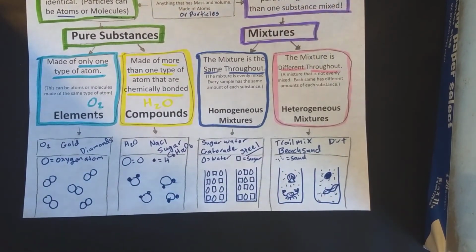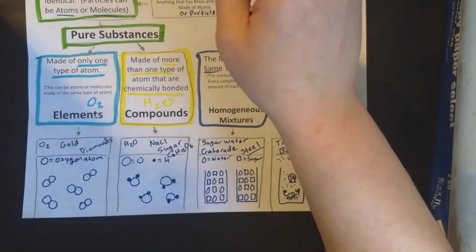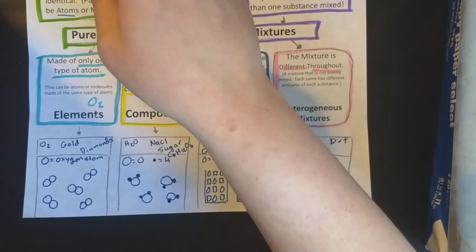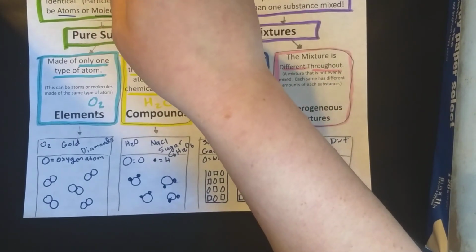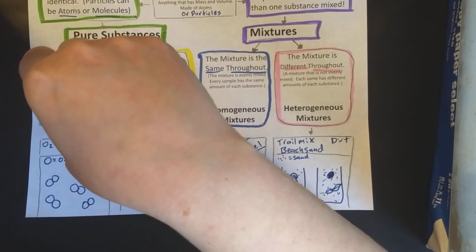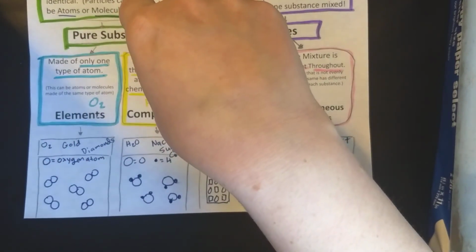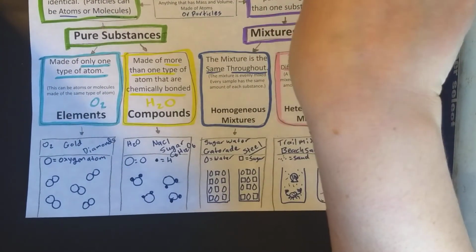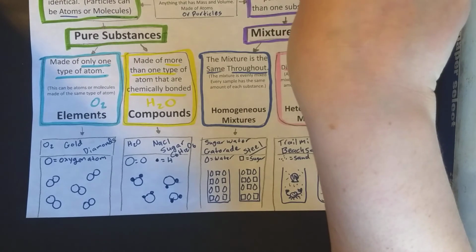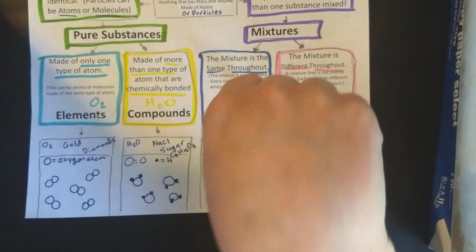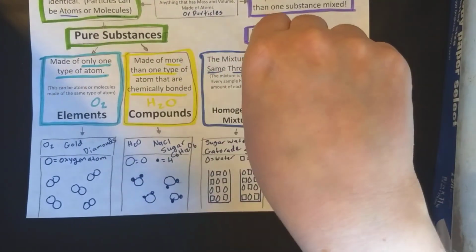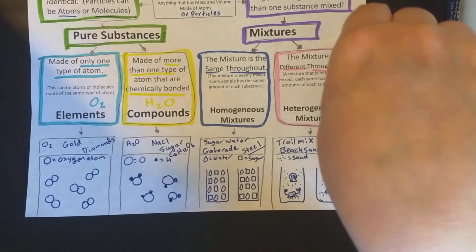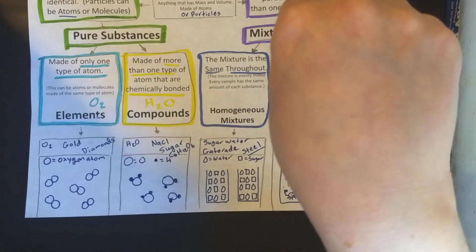Okay, so just in review, matter. Anything with mass, volume, and it is made of atoms or particles. A pure substance has all the same type of particle. So if all those particles are the same type of atom, it's an element. If there are two or more types of atoms bonded together, it's a compound. For mixtures, we have two or more types of particles mixed together. They're not bonded to each other. Homogeneous, they're mixed so well that they're the same throughout. Homo means same. Heterogeneous, they're not mixed well, so they're different throughout.